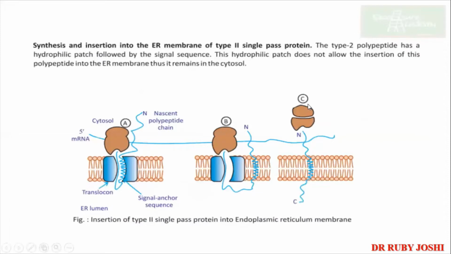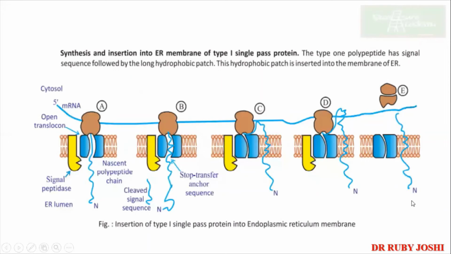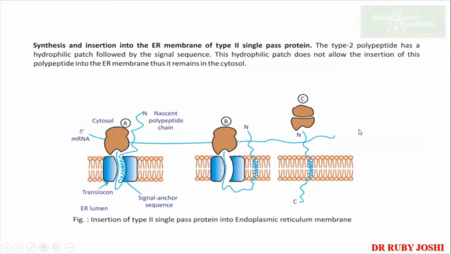Okay. Now coming to type 2. What will happen in type 2? You have your N terminal on the cytoplasm side. Did you see the difference? Here the N terminal is on the lumen side and the C terminal on the cytosol side. Okay, here the N terminal is on the cytoplasm side and the C on the lumen side. Did you understand this in the figure? I know it is not perfectly made, but did you get the point?